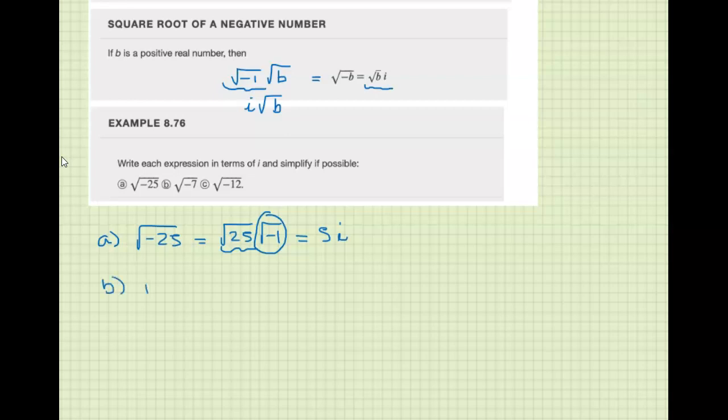Let's do b. We have the square root of -7. So this is the square root of positive 7 times the square root of -1. So this is the square root of 7 times i. Or you can write it as i square root of 7.